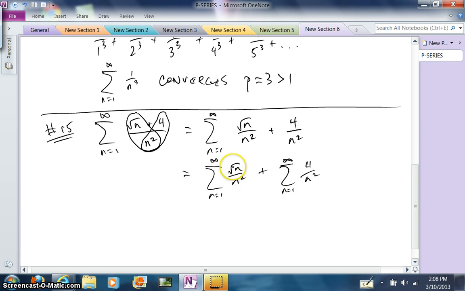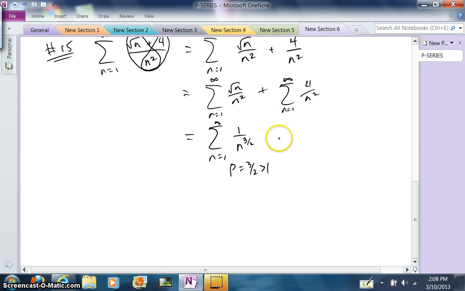This is n to the 1/2 here, so I have to subtract a half from the 2. It's p equals 2 minus 1/2. That's a p-series, and p is greater than 1, so this converges. And then I have another p-series. I'm going to pull the 4 out so we can just see it as a p-series. You see the 4, don't let the 4 confuse you, it's just a constant.